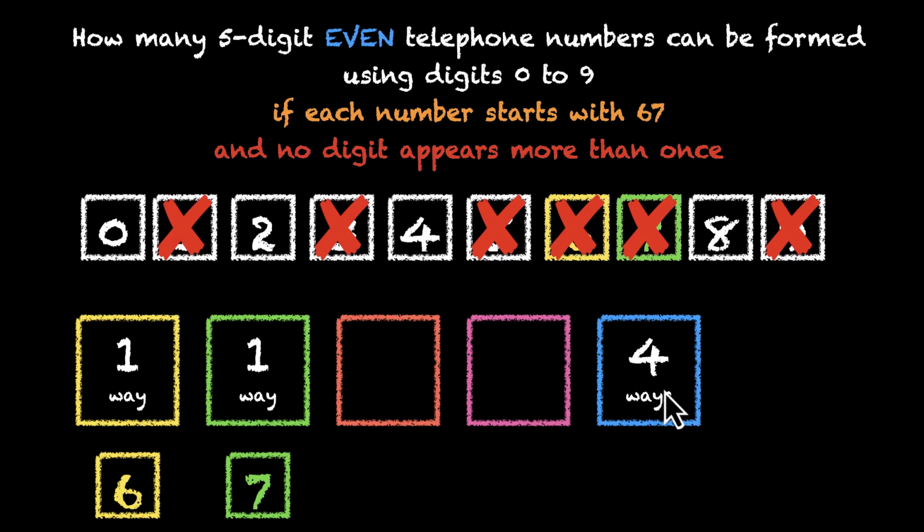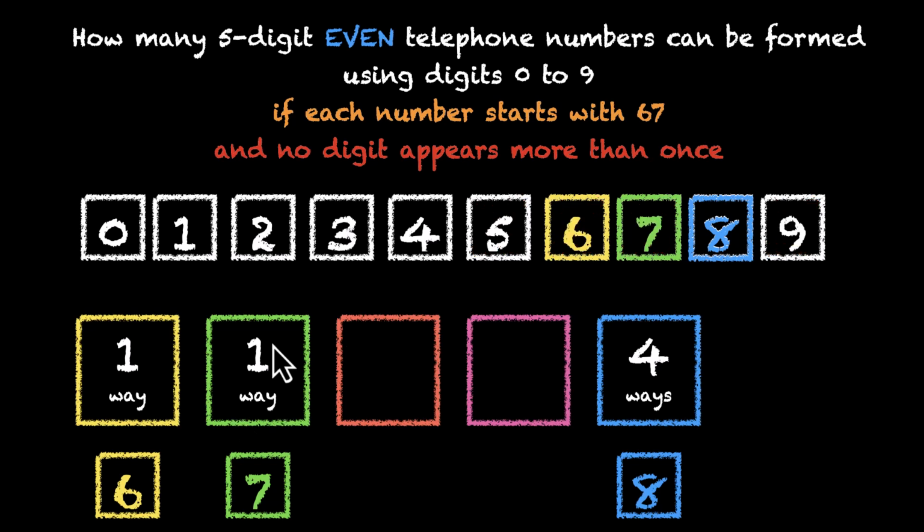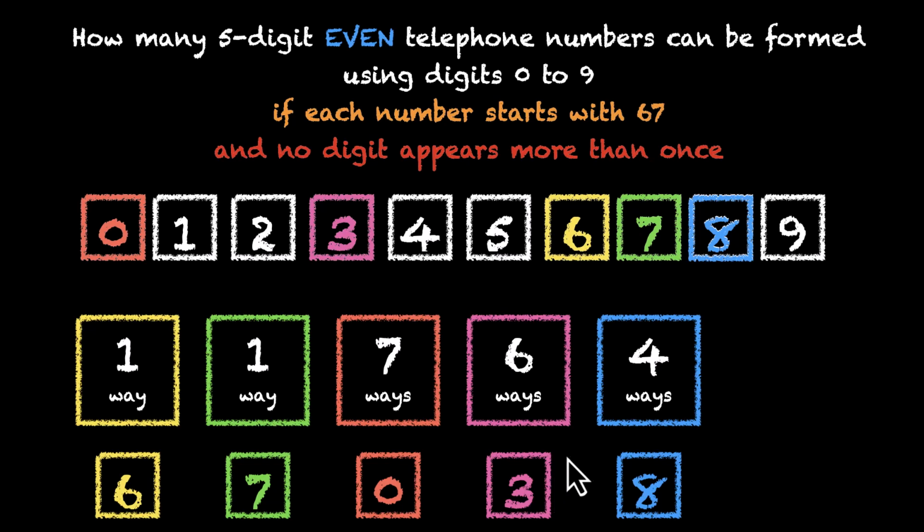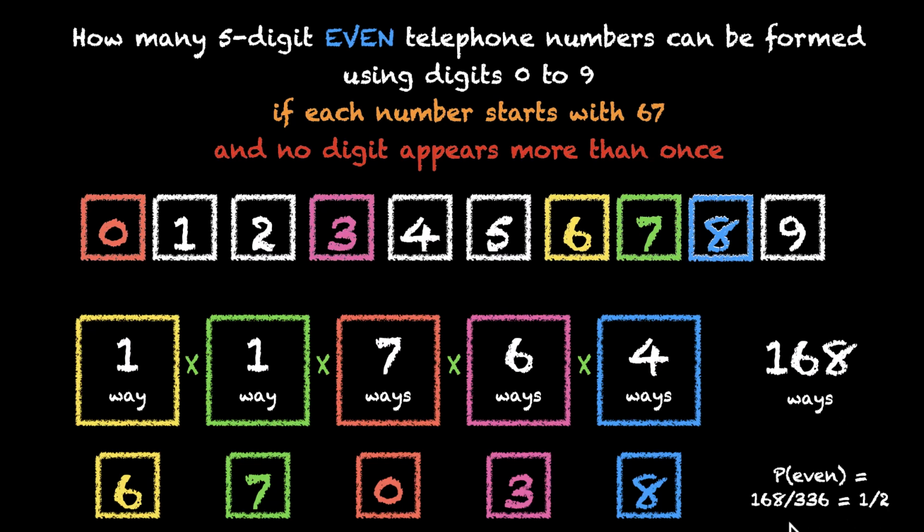That's 4 ways. Once we have picked a digit here, so 10 minus 3, that's 7 digits left. So 7 ways here and then 6 ways here. So total number of even numbers, that's going to be 7 times 6 times 4. That's 168. And we can see that the probability comes out to be half. 168 is half of 336. So the probability here is 50%.